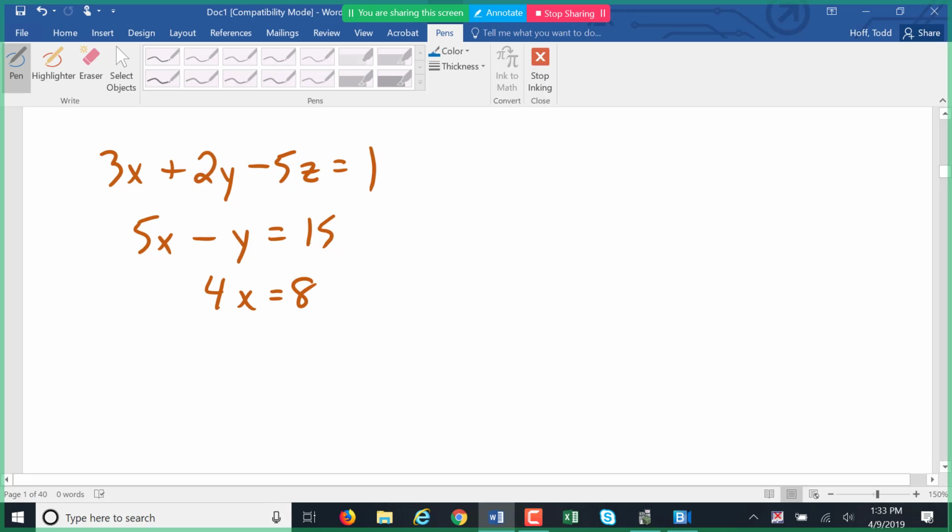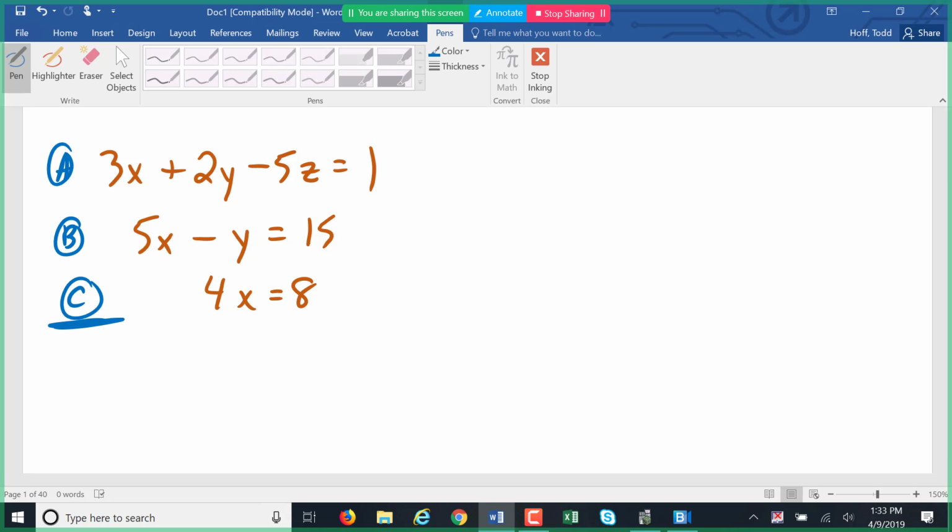This is a full system of equations. There are 3 variables, there are 3 equations. But it's very simple because equation C here only has 1 variable in it. So here it's very simple to solve this using substitution. Remember, substitution, the first step is to pick 1 equation to solve for 1 variable.